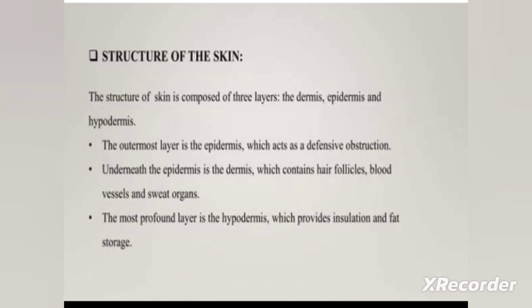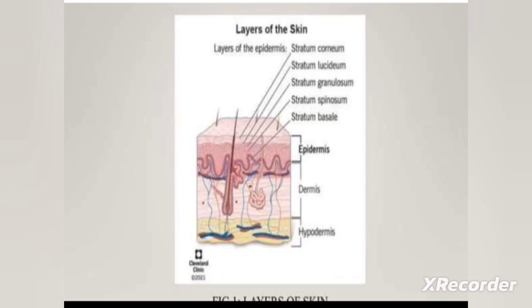Structure of the skin. The structure of skin is composed of three layers. First is dermis, second epidermis, and third hypodermis. The outermost layer is the epidermis, which acts as a defensive obstruction. Underneath the epidermis is the dermis, which contains hair follicles, blood vessels, and sweat organs. The deepest layer is the hypodermis, which provides insulation and fat storage. This is the structure of skin.